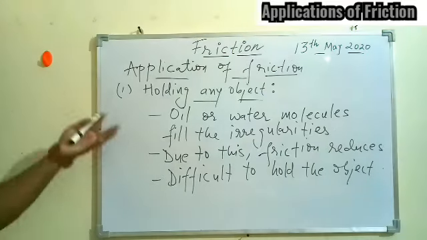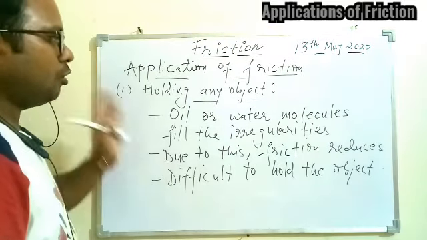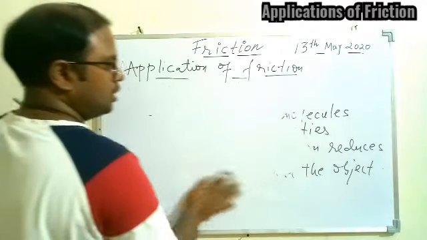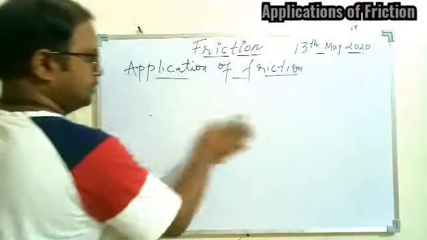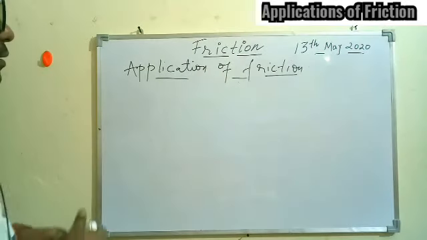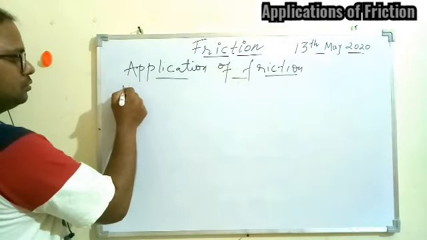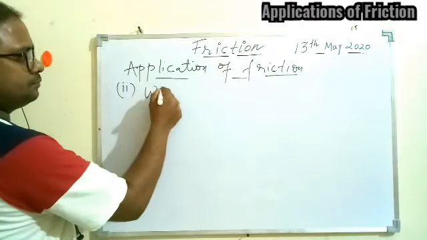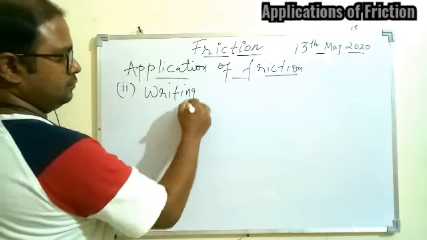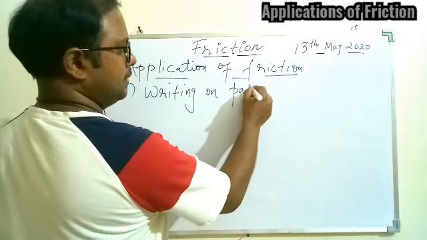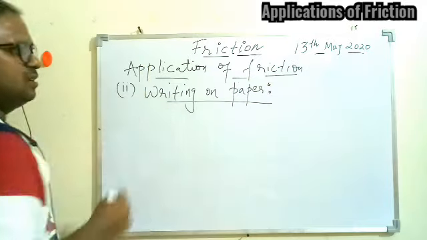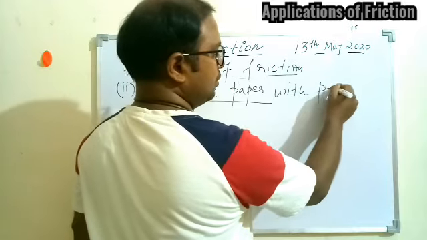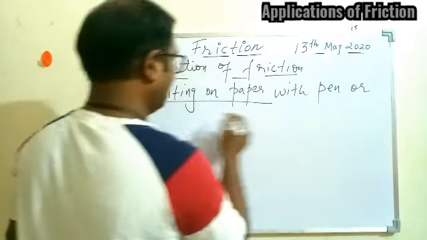Okay, so we can write down: to hold any object we need to have the friction. Without friction you can't hold the object. Okay, next, number 2 that we can take is writing on paper, writing on paper with pen or pencil.